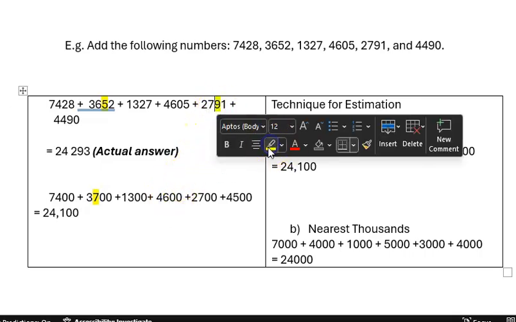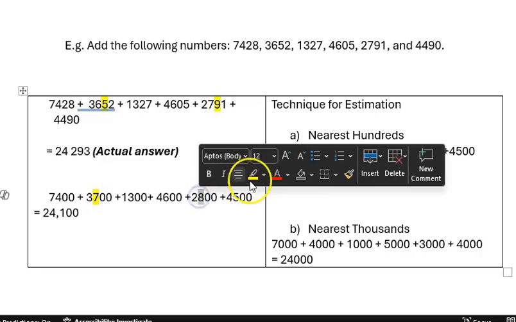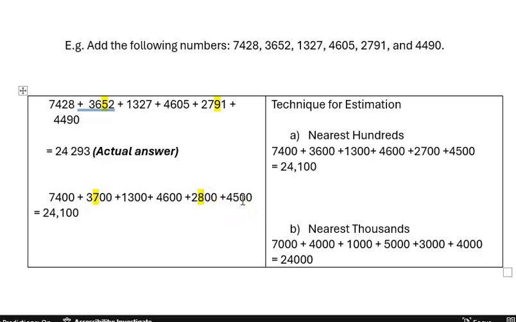2,790, right here is a 9, so we would round this to 8. That's the principle of rounding off. All right, I'm going to highlight that for you. And 4,005, because this is 9, right here is 9, and so we would round up.